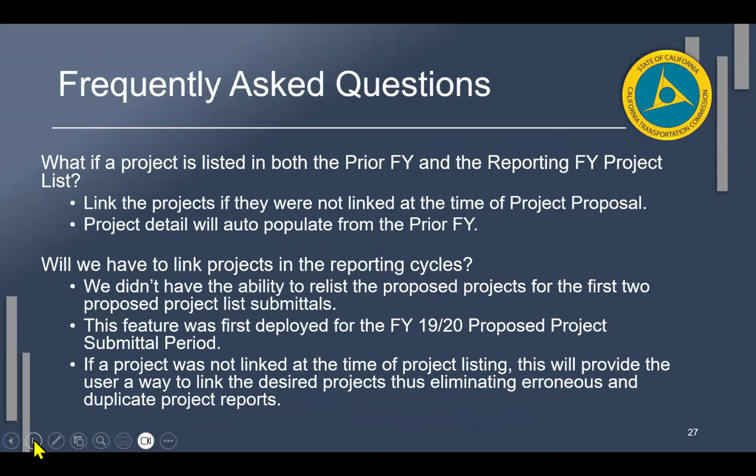What if a project is listed in both the prior fiscal year and reporting fiscal year project list? We showed you exactly what to do and how to link it, right? Don't link what's not necessary to be linked. There are ways to undo things. There are ways to fix errors in the system. But you have to be aware that that error is existing.